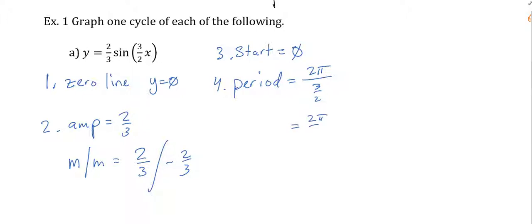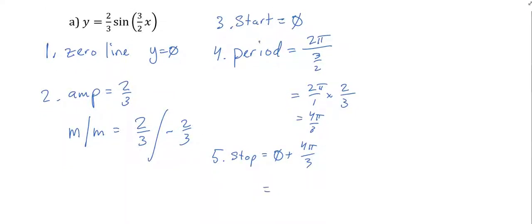And then 5, the stop. The stop is easy because it's the start plus the period. So it's 0 plus 4 pi by 3, which is just 4 pi by 3. Some of this is messy. Some of this is dirty. It's not fun. There's no elegant way of doing it. You've got to get your hands dirty and do some fraction math.